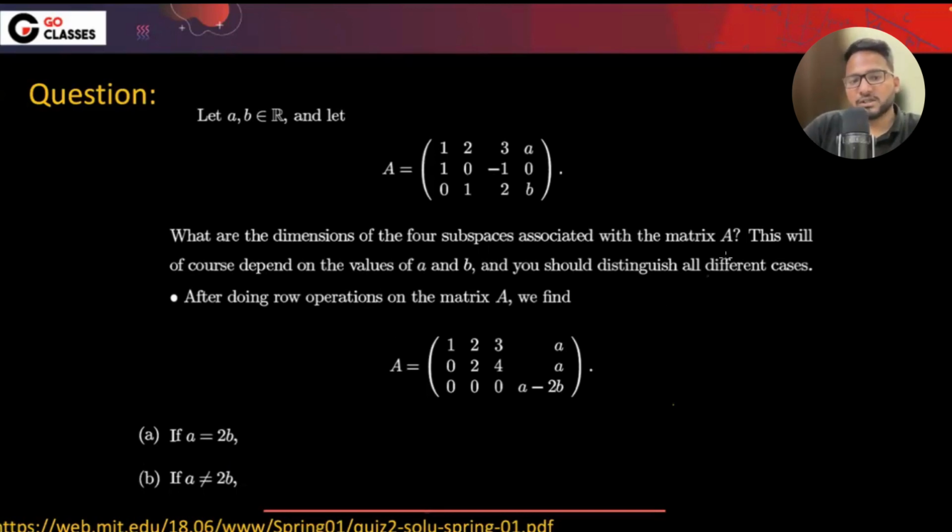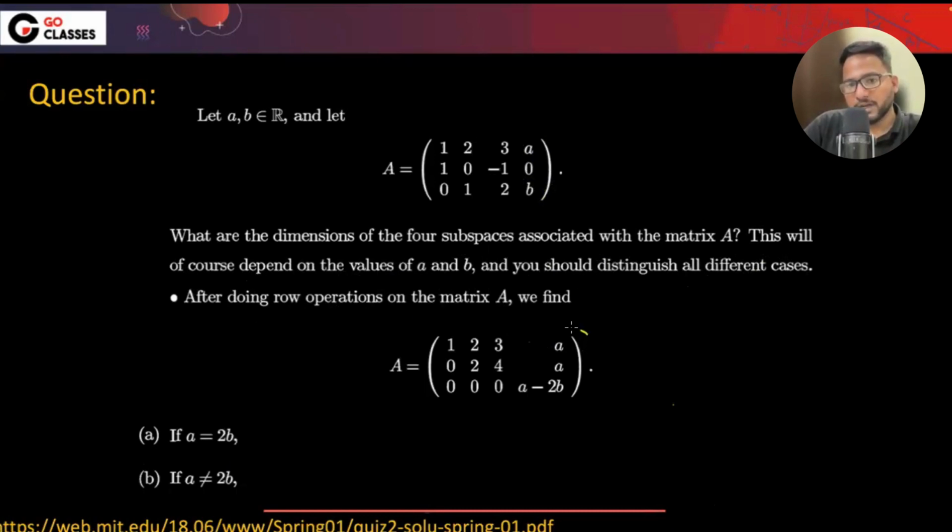Okay. Now, let's just see this question, which is from MIT. A matrix A is given to you. What are the dimensions of the 4 subspaces associated with this matrix A? They have A and B, something like this. They are saying this will of course depend on the values of A and B. You should distinguish all the different cases after doing the row operation.